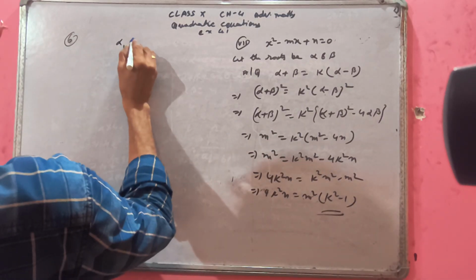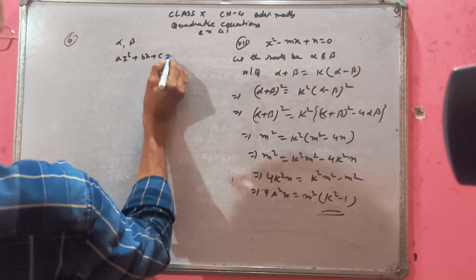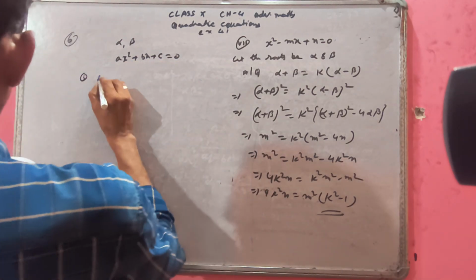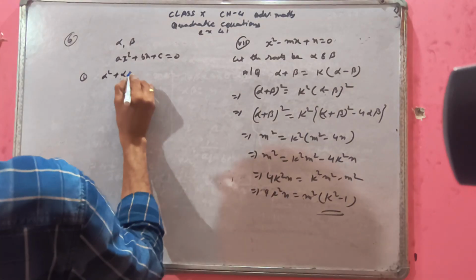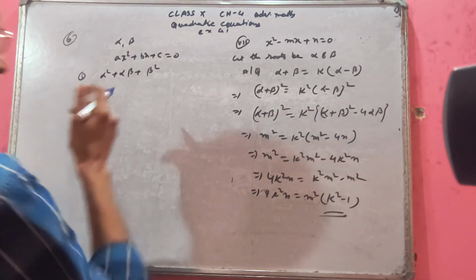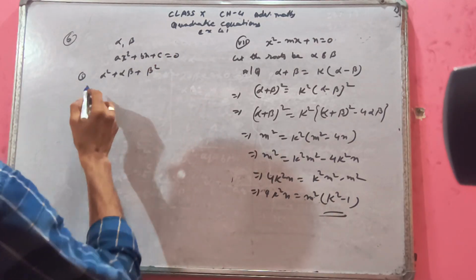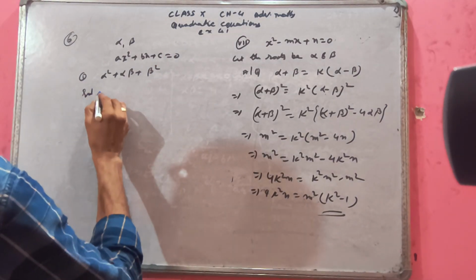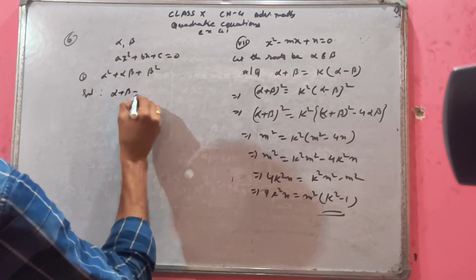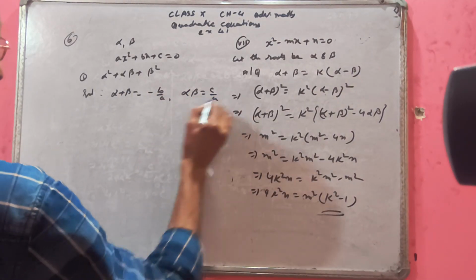In number 6, alpha and beta are the roots of the standard form only x square plus bx plus c equal to 0. In number 1, we need to find alpha square plus alpha beta plus beta square. What is given? Alpha and beta, the roots of this equation is given. We have to find the value of this. To start the solution, always write sum of roots minus b by a, product of roots c by a.